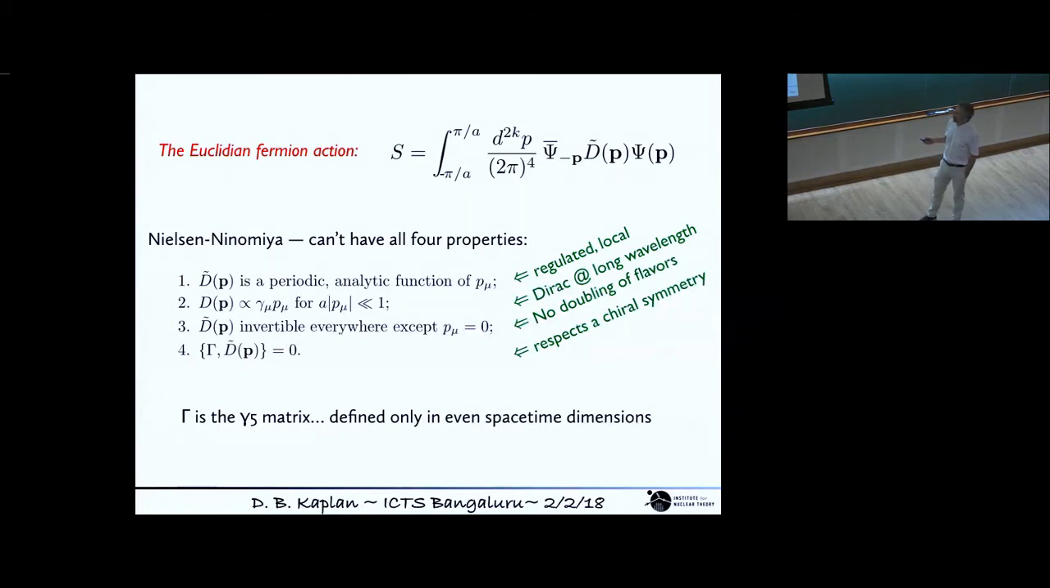Then, of course, you'd like to have the correct continuum limit that looks like a Dirac fermion for long wavelengths. You'd like it to be invertible everywhere except for p equals 0, which is a statement that you only have one flavor in the continuum. Remember, in Euclidean spacetime, the pole for a massless fermion is only at p equals 0 in the continuum. And then finally, you'd like to have the chiral symmetry where gamma is the analog of gamma 5 in whatever dimension you're in. And of course, we know that gamma 5 is only defined in even spacetime dimensions. So Nielsen-Ninomiya says you can't have all four of these at once.